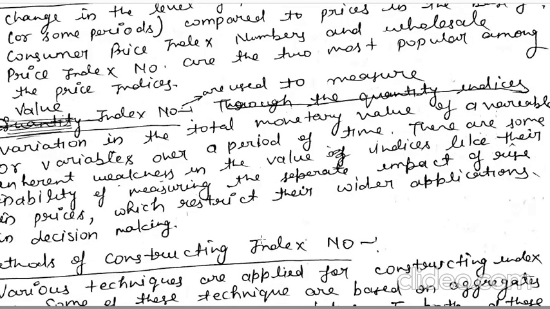Value index number. Value index numbers are used to measure variation in the total monetary value of a variable or variables over a period of time. So value index means we are measuring our index number according to time period, right? There are some inherent weaknesses in the value indices, like their inability to measure the separate impacts of rise in prices, which restrict their wider applications in decision making, right?